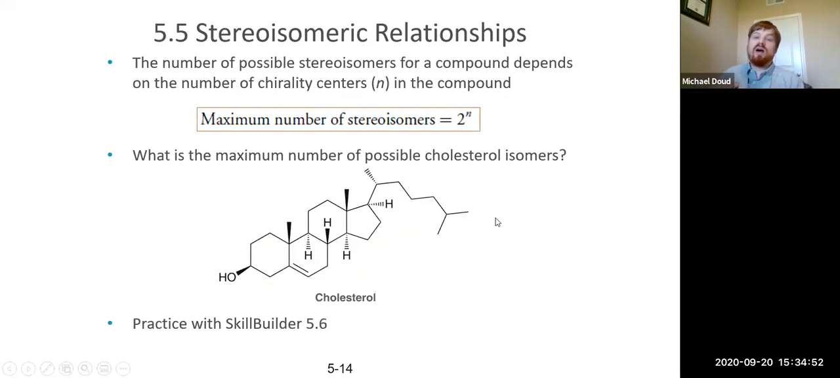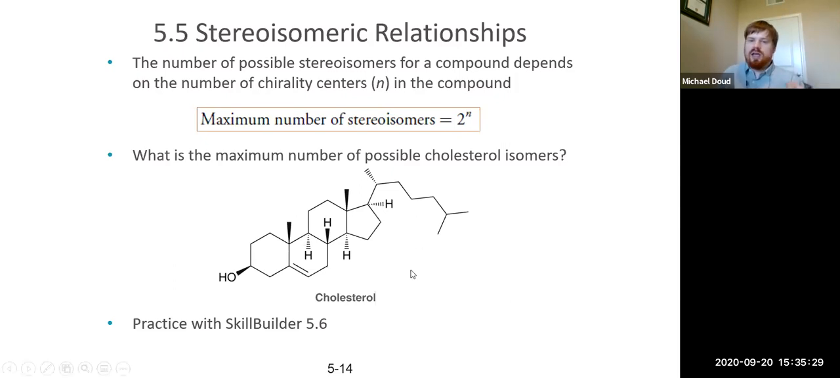Okay, so now the total number of stereoisomers, so enantiomers plus diastereomers for a compound, is only dependent on the chiral centers in the compound. So if I ever ask you this question on the test, what is the maximum number of stereoisomers for a particular compound? All you do is you count up the number of chiral centers, then you take 2 and raise it to that power n. So if something has 1 chiral center, that's 2 to the 1, that's 2. Great. Well, if you have 2 stereocenters, now it's 2 squared, which is 4.